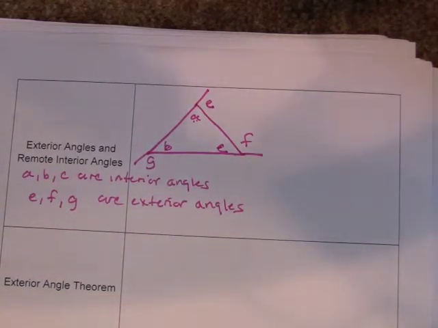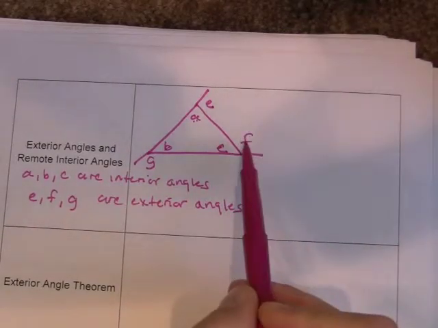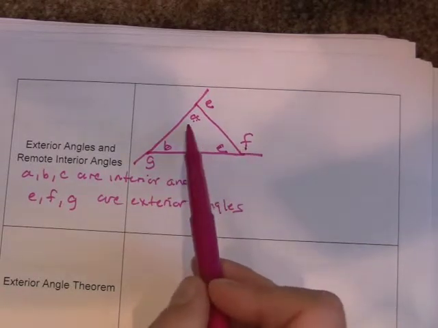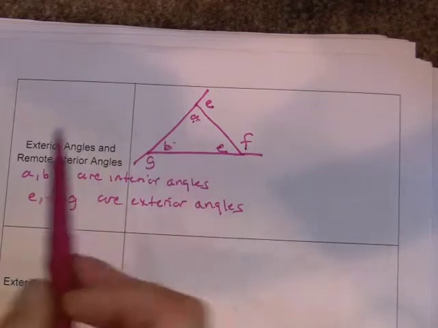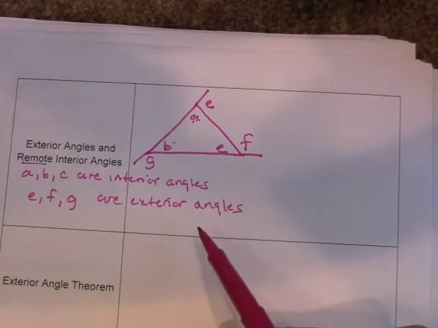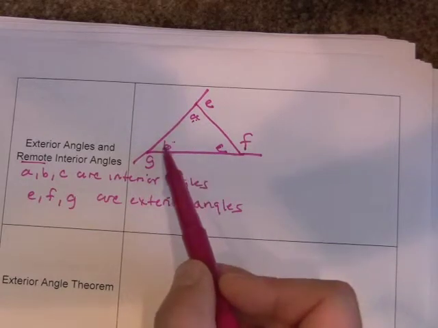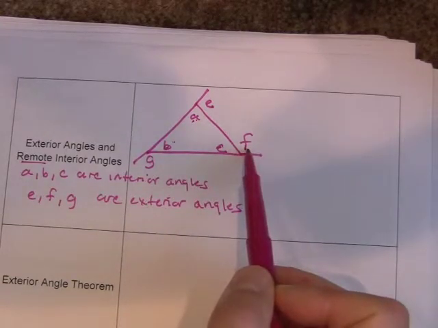Now, there's also another relationship that happens between these. So for instance, say we have angle F. It has a particular relationship with the 2 remote interior angles. The word remote means isolated, away from. So A and B are 2 interior angles that are away from the exterior angle F.